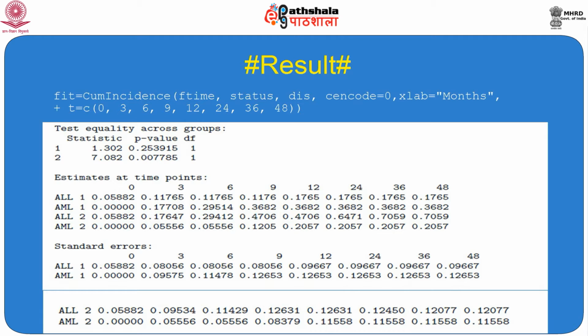Corresponding to 1, ALL1 stands for those patients who died and were treated with the ALL group. AML1 stands for those patients treated with AML and died due to the treatment effect. Again, ALL2 stands for those patients treated with ALL but died due to competing risks, and AML2 also stands for those patients who died due to competing risks.